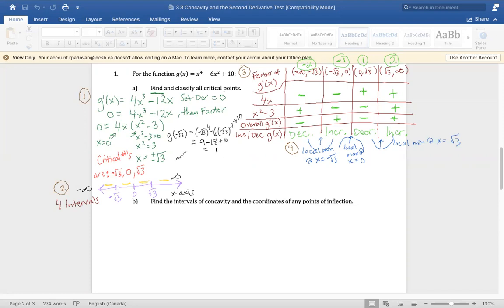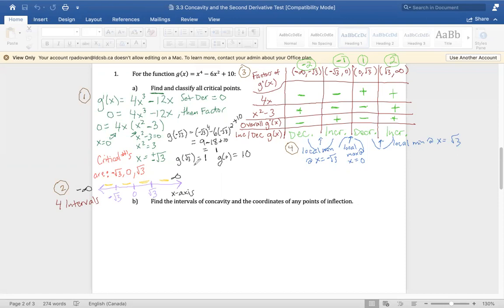If I put the positive square root of 3 into the original function, you will end up getting the same answer of positive 1. And if I put in an x value of 0, because that's the other critical number, 0 to the power 4, 0 squared times negative 6, that all just cancels out and I get a value of 10. So now I have my coordinate points. Just seeing if I'm missing anything here before we go to the conclusion. I said there's 4 intervals, decrease, increase, local max, critical numbers. I don't think so. So we can go down to our conclusion.